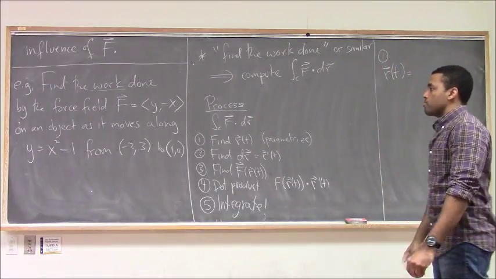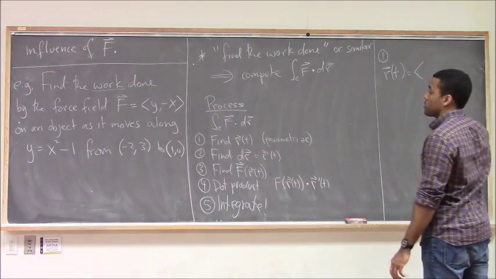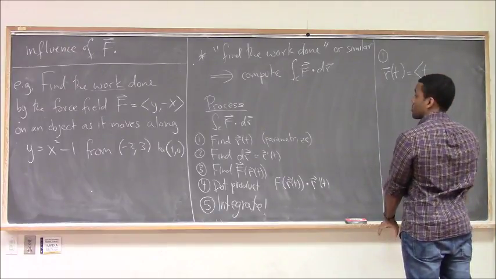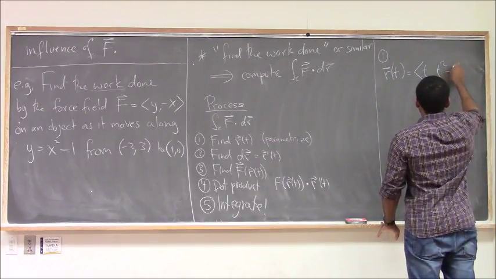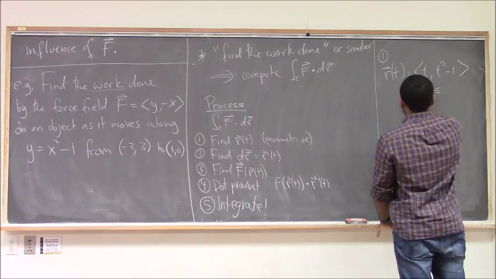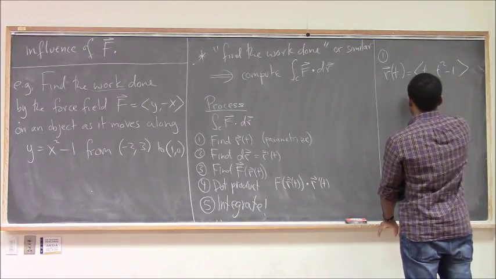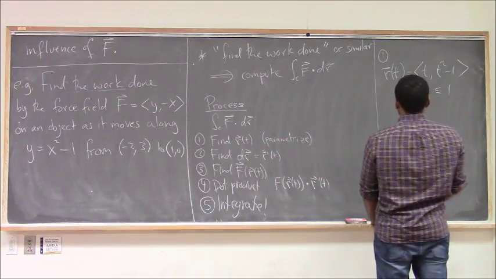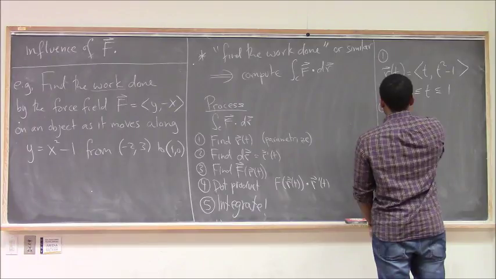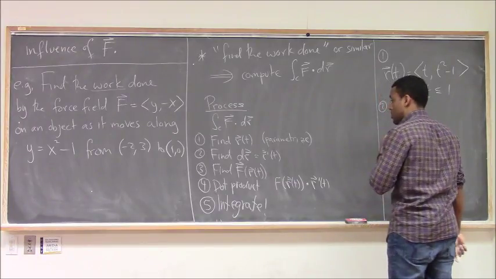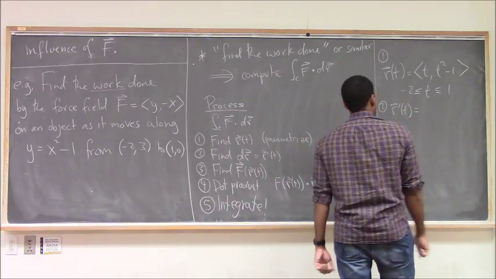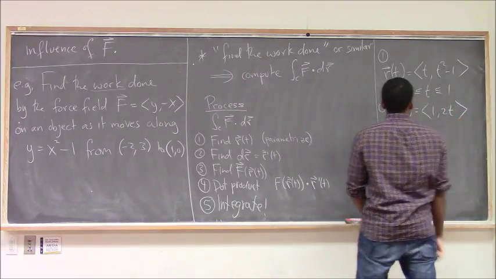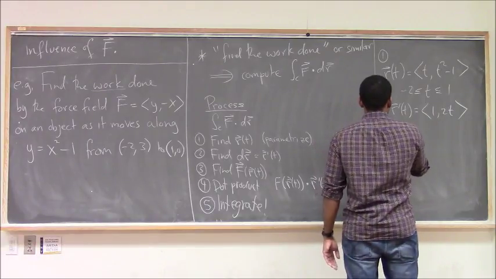What is our r of t? t, comma, t squared minus 1. What are our limits? Negative 2 to 1. It's already in that order, so we're fine. Second, now you're going to find your r prime. That's going to be 1 comma 2t. Third, now you're going to find your F of r of t.